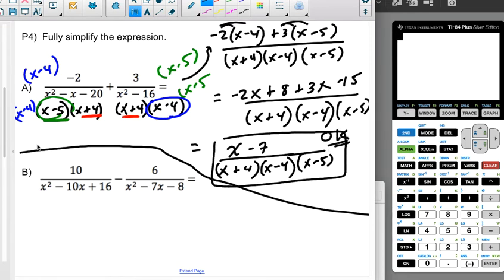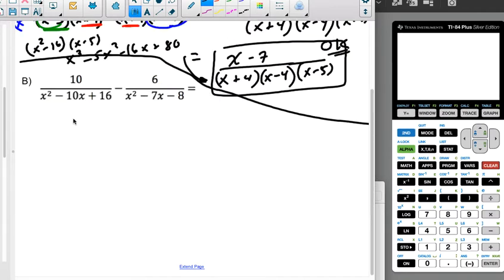If you really wanted to FOIL it out, you could do x squared minus 16 times the x minus 5 and just FOIL. You'd get x cubed minus 5x squared minus 16x plus 80, right? And you could put that on the bottom too, but I wouldn't, right? All right, so last one.